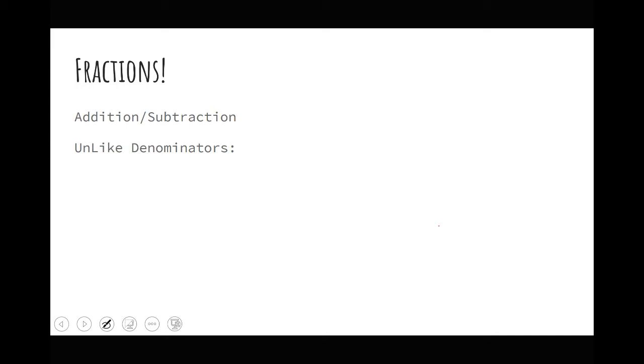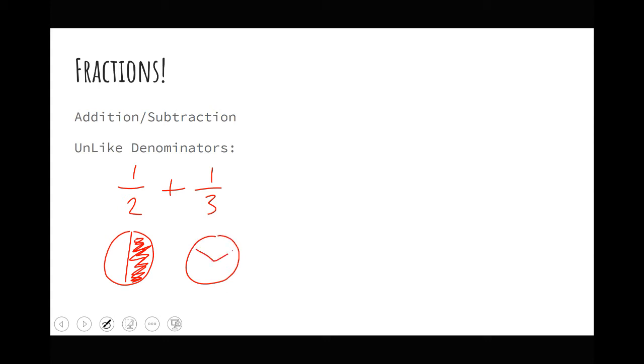Okay, unlike denominators, here's where it gets a little bit tricky. Let's add together 1/2 and 1/3. So just to give you kind of a visual here, talking about pizza again, we just have half of a pizza. So 1/2 of the pizza. Here we have a third. So if I'd split that pizza up into thirds, I'm talking about just one of those thirds.